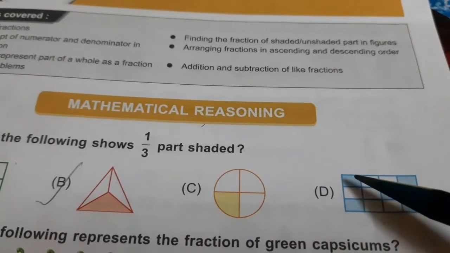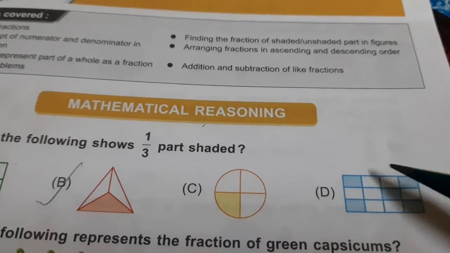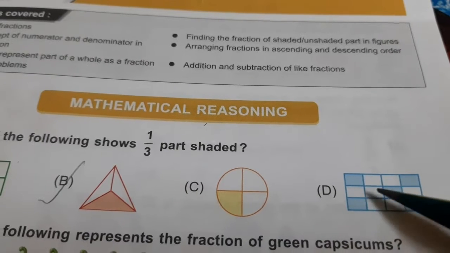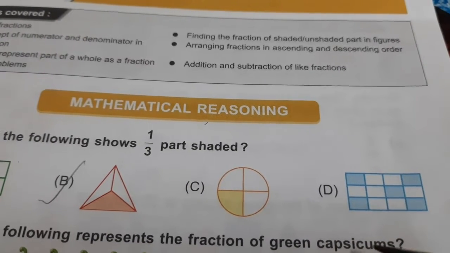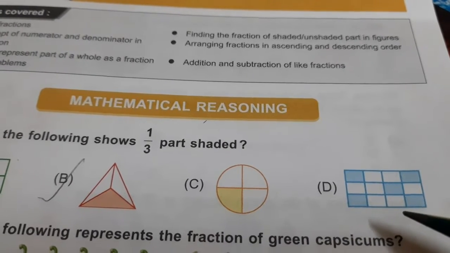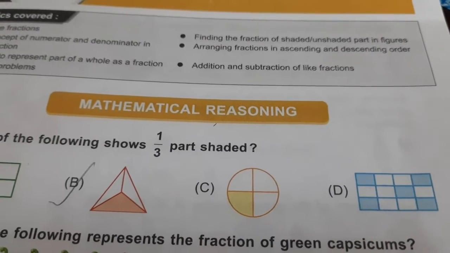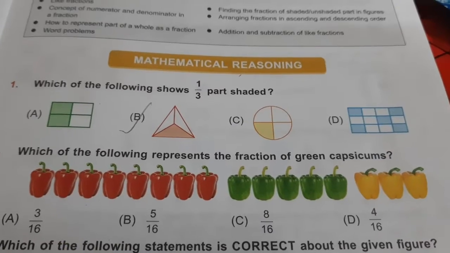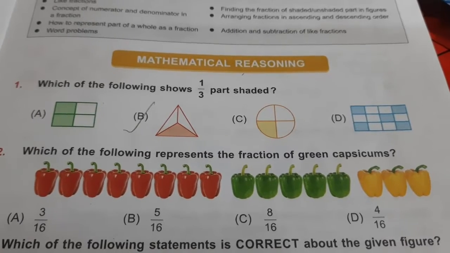Let us look at option D. 1, 2, 3, 4, 5, 6, 7, 8, 9, 10, 11, 12. So out of 12, 5 are shaded. So 5 upon 12. Hence option B is the answer to the question. Please tick it. Moving to the next question, question number 2.